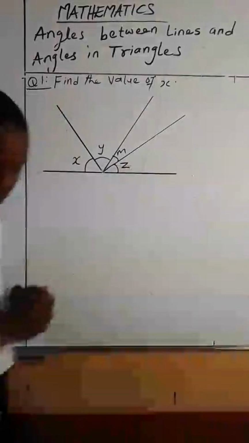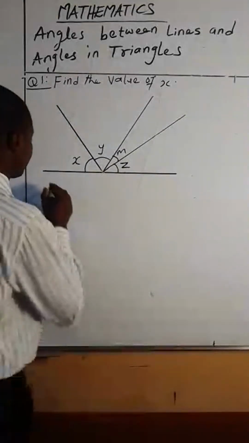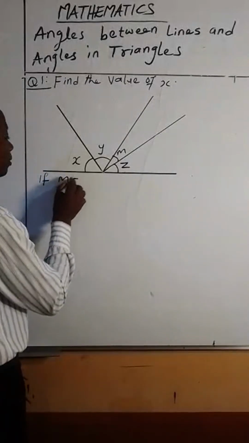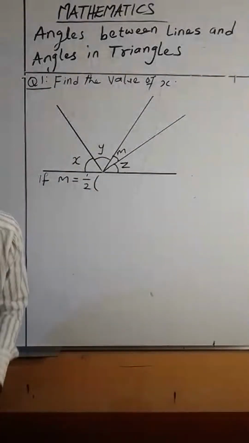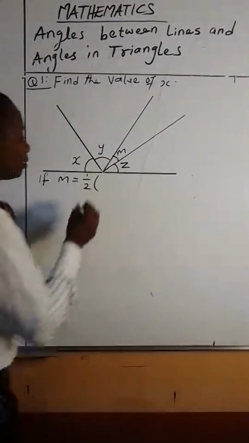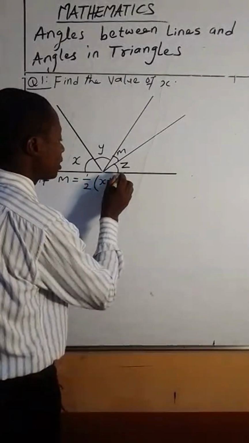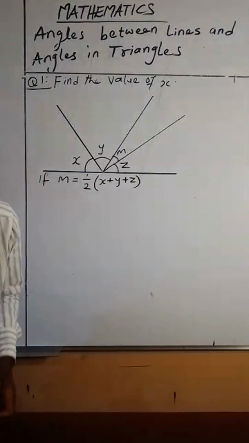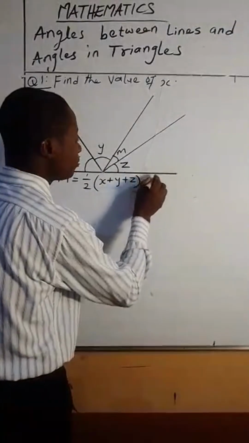All right, this is z, and we are told that, so this is a question, if m equals half of x plus y plus z, then we are told to find the value of m. Find m.